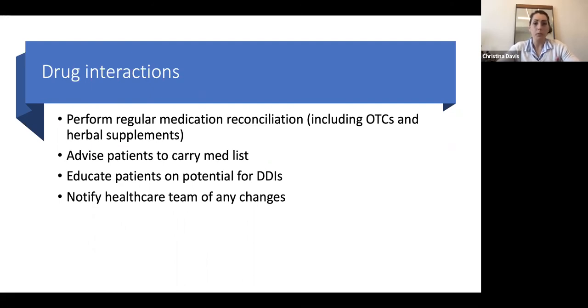And really this is where you guys come in, is educating patients on the potential. As long as they know and understand, like, hey, if I start something new, if I go to urgent care, if I want to start an herbal supplement, whatever it is, that they need to let us know prior to doing so.